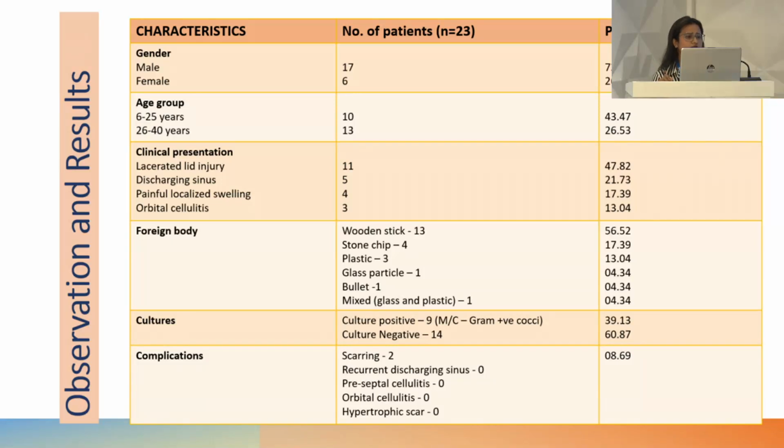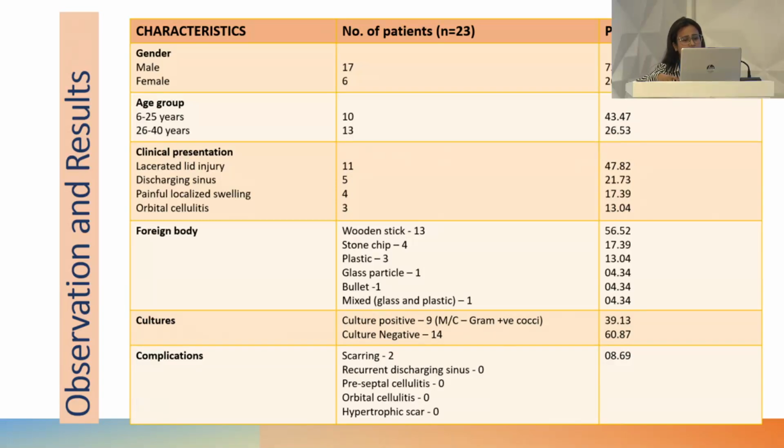In my results and observations, most of the cases were male, that is 73%, of age group 6 to 25 years, and the maximum clinical presentation, 47.82%, was lacerated lid injury, followed by discharging sinus, painful localized swelling, and orbital cellulitis. Most of the foreign bodies were wooden sticks and stone chips, followed by plastic, glass particles, bullet, or mixed glass plus plastic. Cultures were positive in 9 cases.